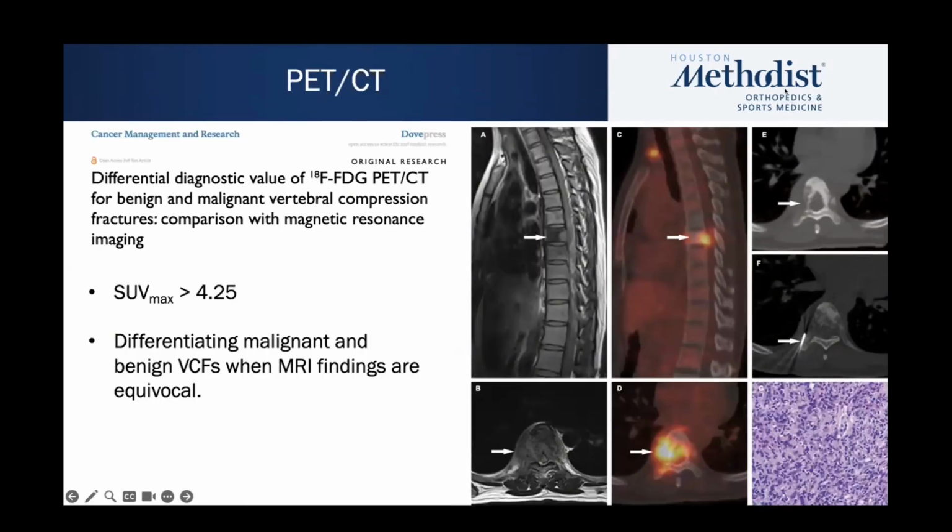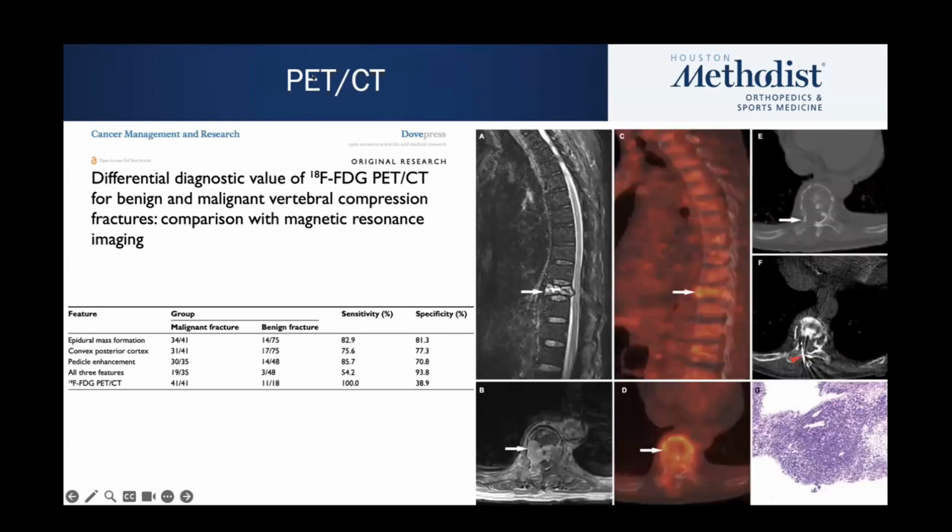In terms of PET-CT, this is a little bit newer, but there have been numerous studies done, and I personally have used this when it's unclear or I'm in that kind of situation where it's a little bit gray. There are studies that have found that an SUV max greater than 4.25 is associated with it. Now, obviously, there's a bell curve to that, but that is a threshold that I often use. And this can be very helpful, PET-CT, in patients who have equivocal findings on other imaging.